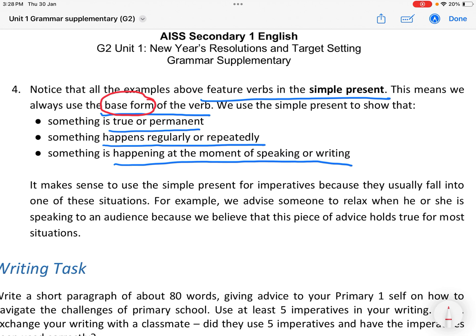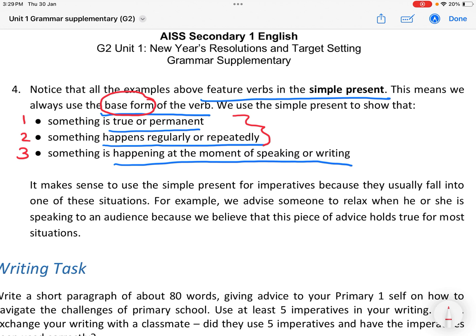So there are three reasons provided, as we saw earlier: number 1, number 2, and number 3. For the first two reasons, they are similar: something that is true or permanent, and something that happens regularly or repeatedly. So we categorize them under one. What these reasons suggest is that they always hold true for most situations.